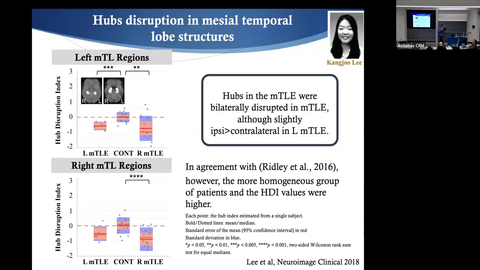And for left and right hippocampus in left and right TLE patients, we see a decrease. So we see that there is a loss of hubness in those hippocampal regions, which was in agreement with, of course, our seed-based connectivity. So that was interesting.